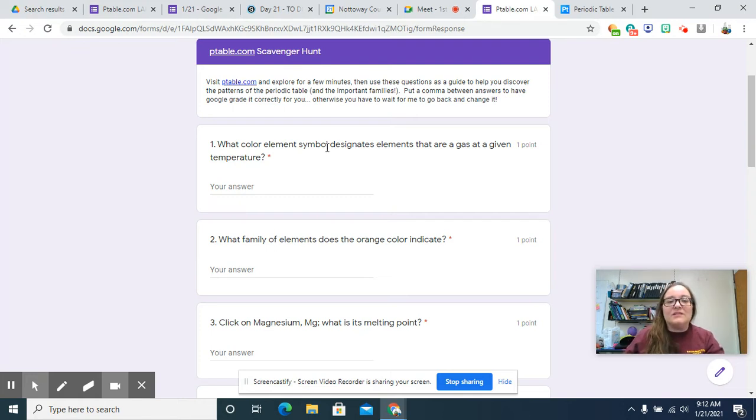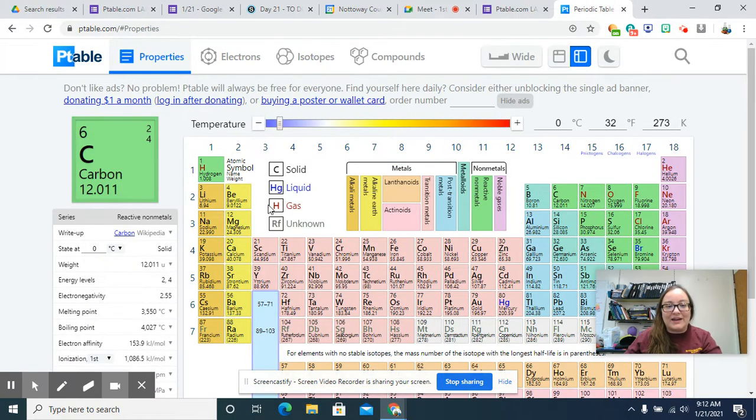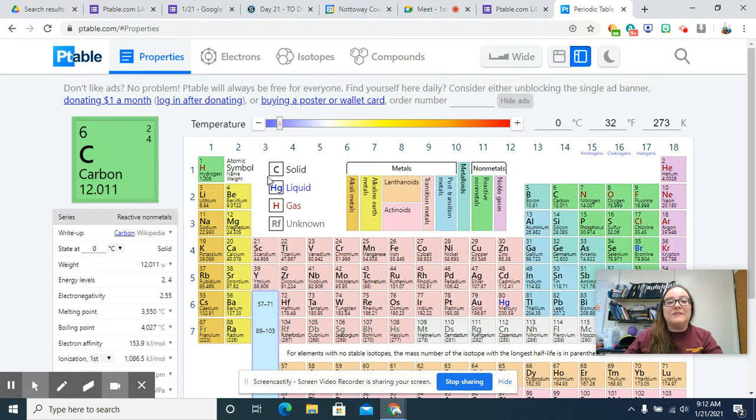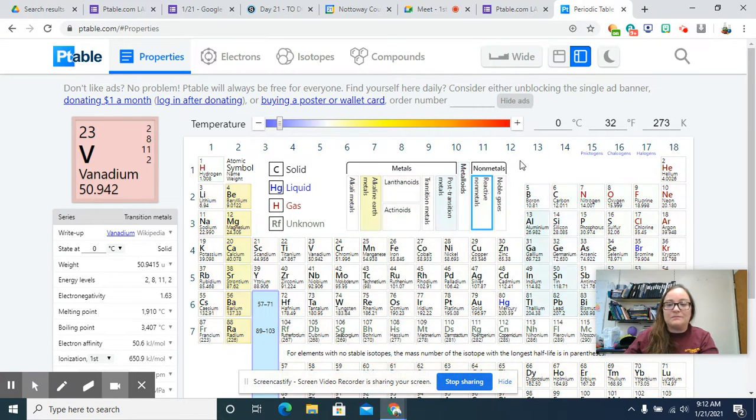What color element symbol designates elements that are a gas at a given temperature? So if we go here and look, we've got two keys up here. One key tells you what each of these little colors mean as far as the families. But the other key tells you that if the symbol is written in black, it's a solid at room temp or at that temperature, whatever temperature we've got right now. We have freezing for water, 0 Celsius, 32 Fahrenheit. It's written in blue if it's a liquid, and it's written in red if it's a gas.